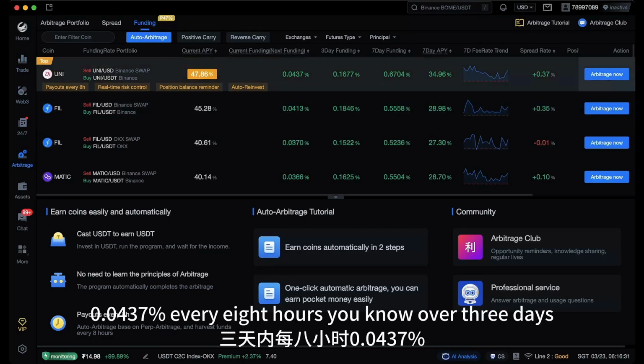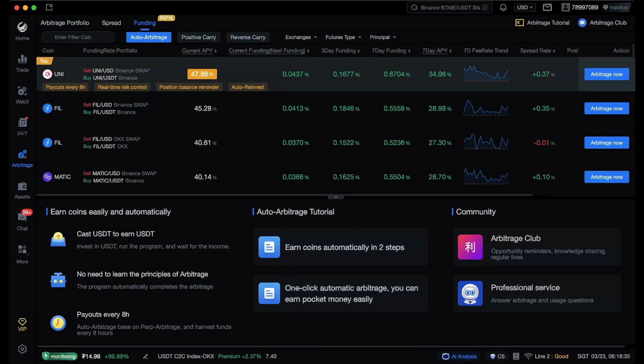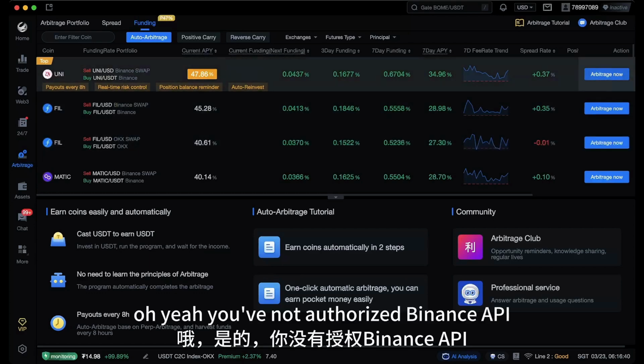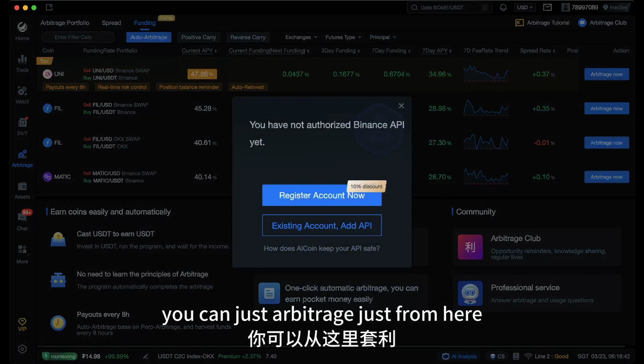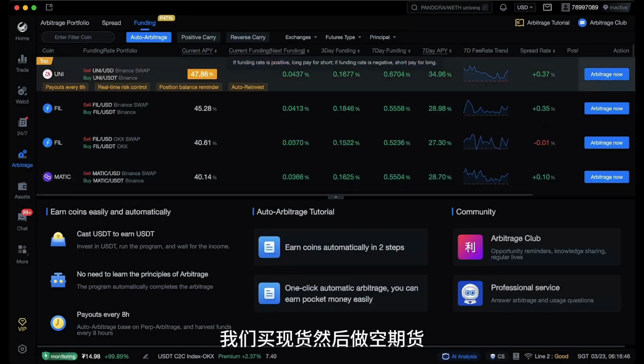This one is basically one that's going to pay you 0.0437% every 8 hours. Over 3 days, it's this much. And you can just click arbitrage now. I don't know if it'll show the screen. Oh yeah, you've not authorized Binance API yet. That makes sense. You can just arbitrage from here.